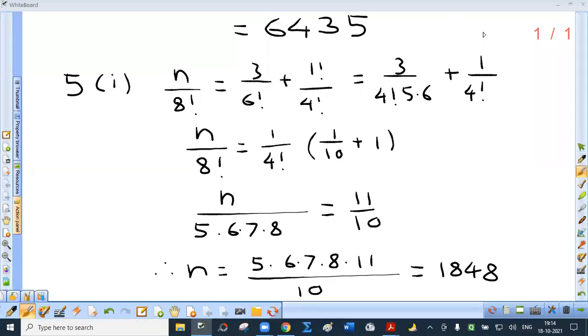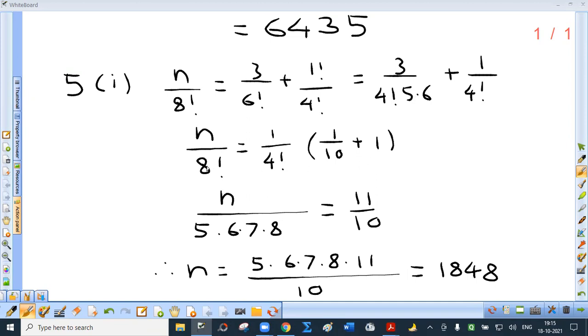Fifth question. Find n if first part n upon 8 factorial equal to 3 upon 6 factorial plus 1 upon 4 factorial. Some students say, sir, we will write factorial value for each and then we'll simplify. That is also correct. But why to do that? See, 6, 4 and 8. 4 is the smallest. So we will express factorial of remaining 2 in terms of 4 factorial.